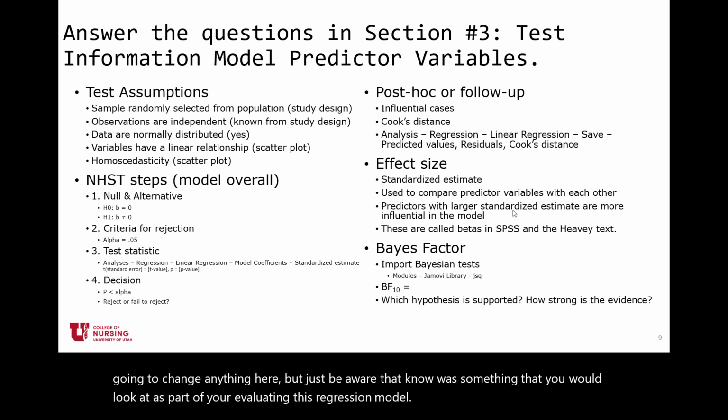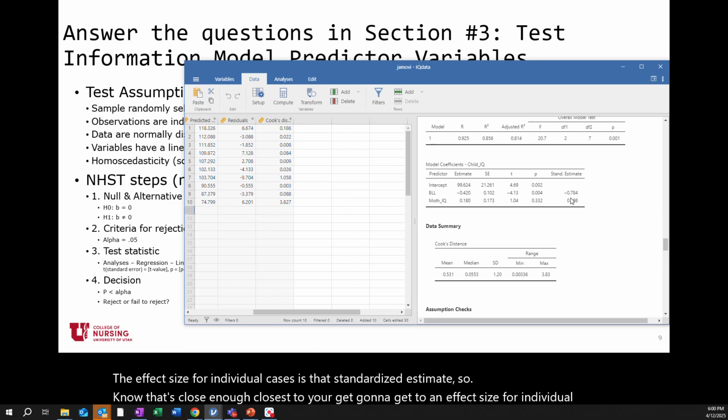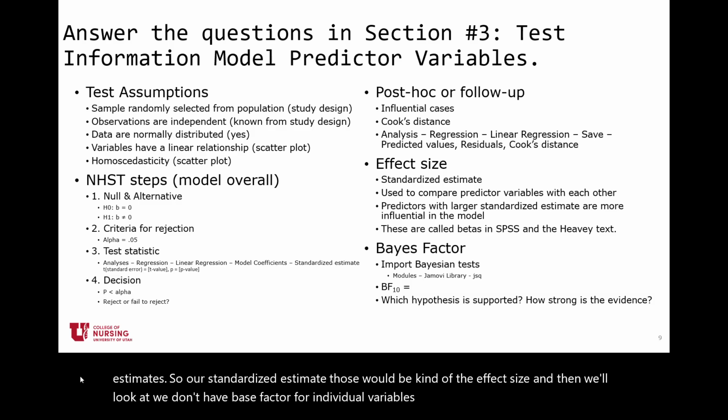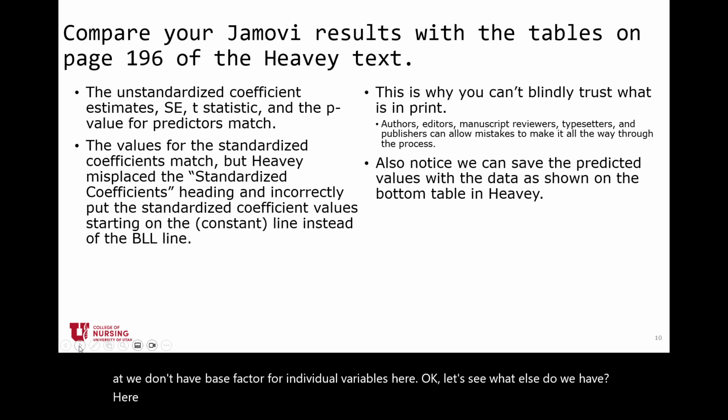The effect size for individual cases is that standardized estimate. That's the closest you're going to get to an effect size for individual estimates. So our standardized estimates would be kind of the effect size. We don't have Bayes factor for individual variables here. Okay, let's see, what else do we have here? So do look at your Jamovi results with page 196.